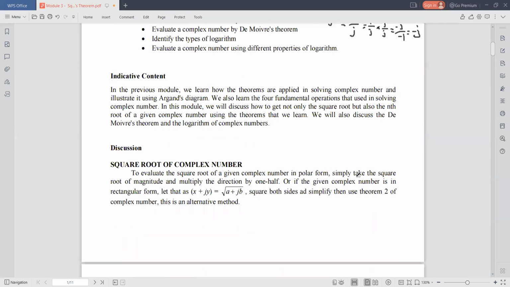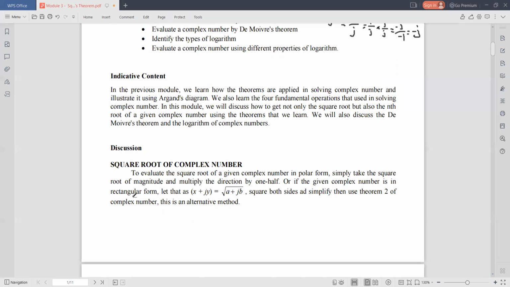Okay, so now proceed with our discussion. So first we have the square root of complex number. So how can we evaluate this one? So to evaluate the square root of a given complex number in a polar form. Okay, so take note, in polar form tayo. So you need to convert your rectangular form, exponential or trigonometric form into polar form to simply evaluate the square root of a complex number.